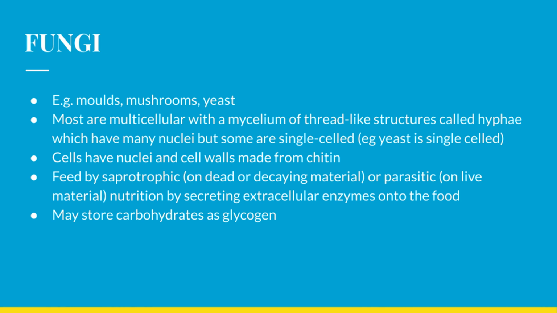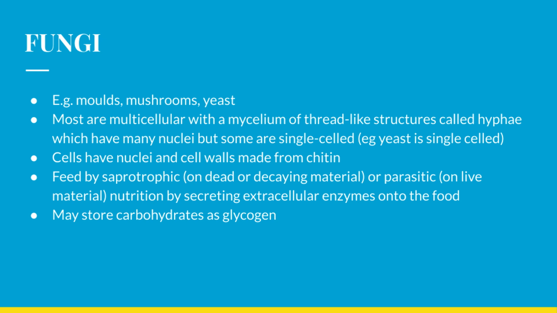The third type of eukaryotic organism is fungi. Fungi include molds, mushrooms, and yeast, among others. Most are multicellular with a mycelium of thread-like structures called hyphae, which have many nuclei, but some are single-celled, e.g. yeast is single-celled. Their cells have nuclei and cell walls made from chitin.